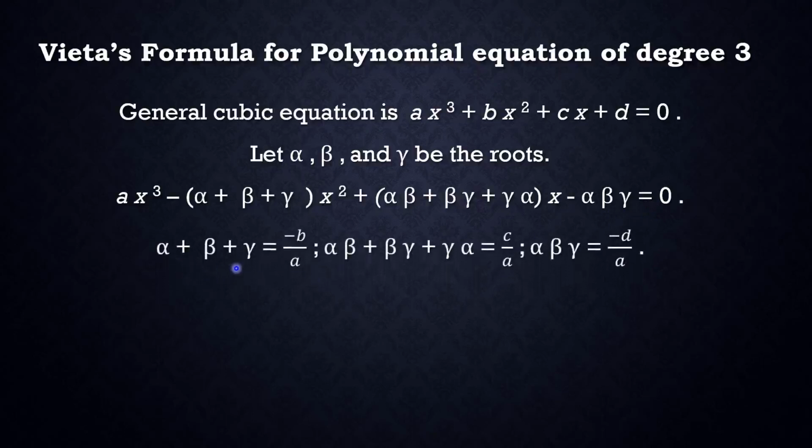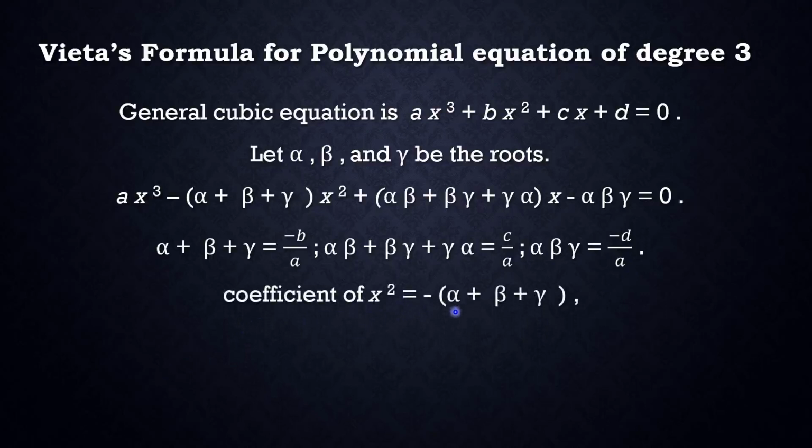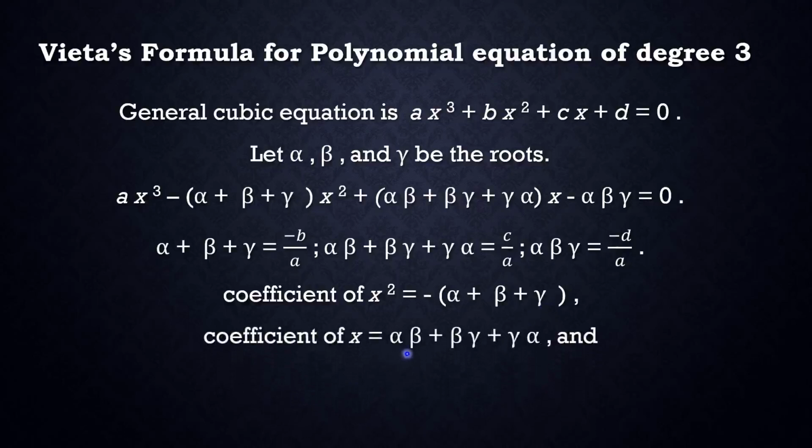Here the sum of the roots is represented as alpha plus beta plus gamma equal to minus b by a. So this is the formula to find the sum of the roots. Next one is the sum of the product of the roots. That formula is c by a. And the product of the roots is minus d by a. Here the coefficient of x square is minus alpha plus beta plus gamma. The coefficient of x is alpha beta plus beta gamma plus gamma alpha. And the constant term is minus alpha beta gamma.